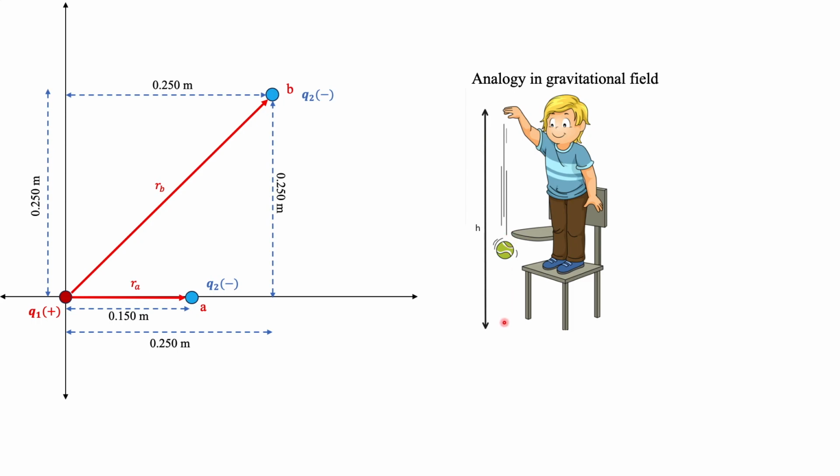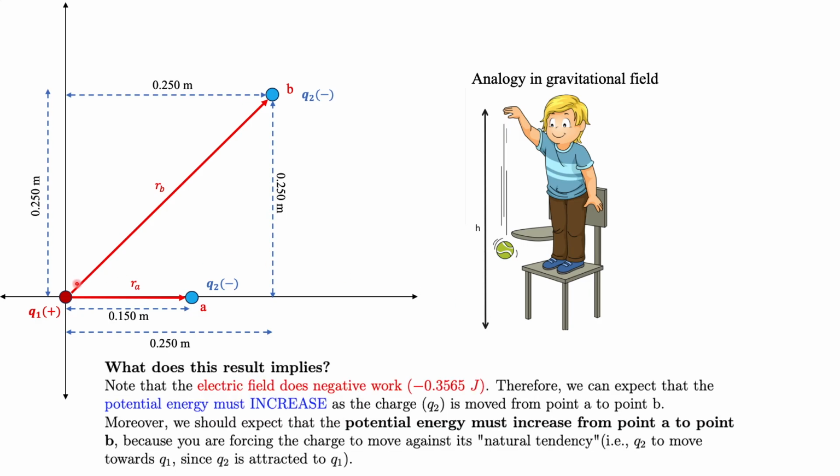But in our case, if you notice, the work done in moving the charge from A to B, as we have solved, is actually a negative work. And if you remember, if the work is negative, you must expect an increase in the potential energy. So that means to say you must expect that the potential energy must increase as your charge is moved from point A to point B.